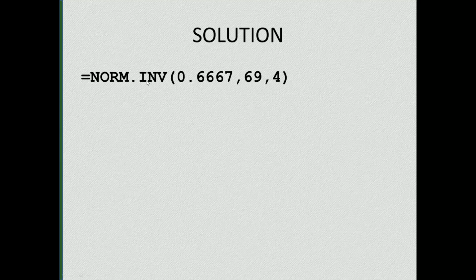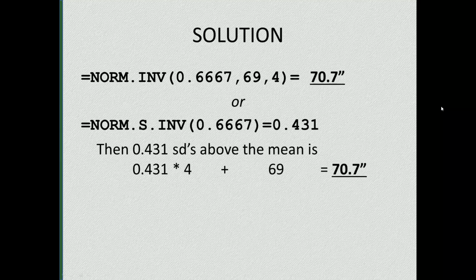We can use the regular inverse function, 2/3 of the curve, mean of 69 inches, standard deviation of 4, gives us 70.7 inches. Or we can use the standardized version, which will tell us for 2/3 of the curve, we need 0.431 standard deviations. 0.431 standard deviations, 4 inches is one standard deviation. Add that on to our mean, either way, 70.7 inches. If you're that tall or taller, you're among the top 1/3 of the male population.